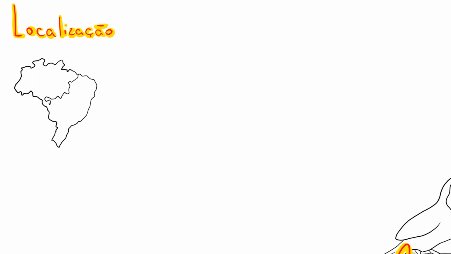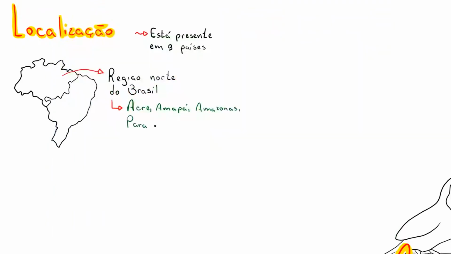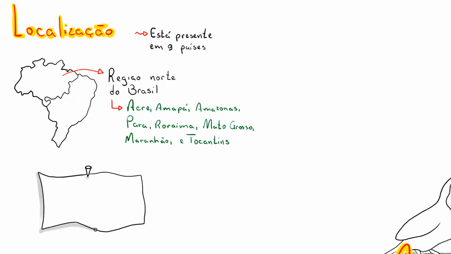First of all, let's start by talking about its location. The Amazon is the largest Brazilian biome, located in the northern region. But it's not limited to Brazil only. It's present in 9 countries in the northern part of South America, as you can see on the map. Besides the northern region, it is also present in parts of the central west and northeast regions, covering the following states: Acre, Amapá, Amazonas, Pará, Roraima, Rondônia, Mato Grosso, Maranhão, and Tocantins.